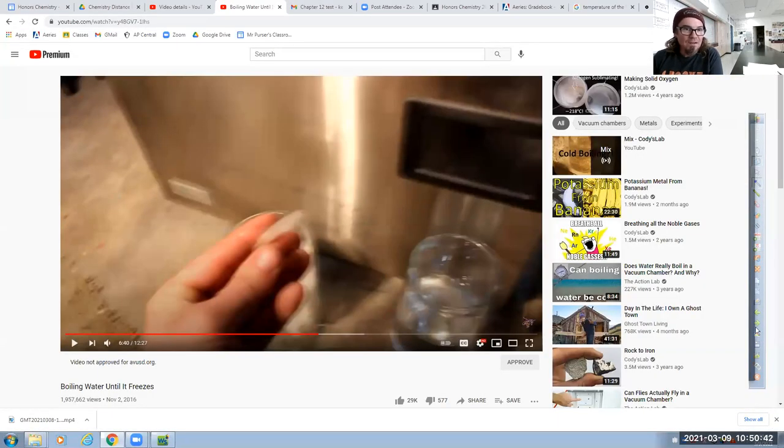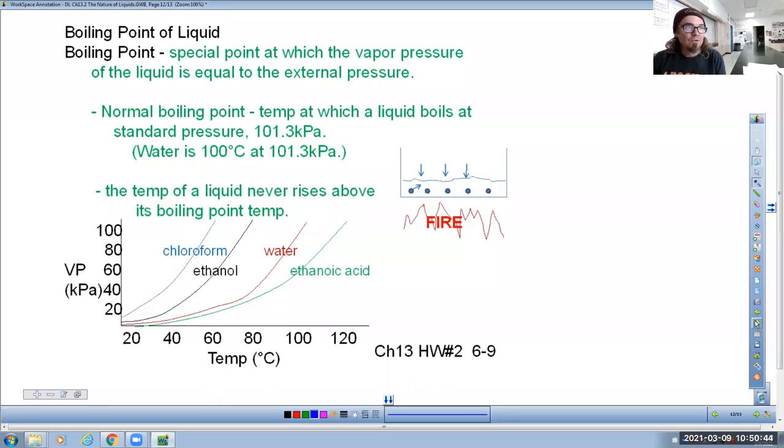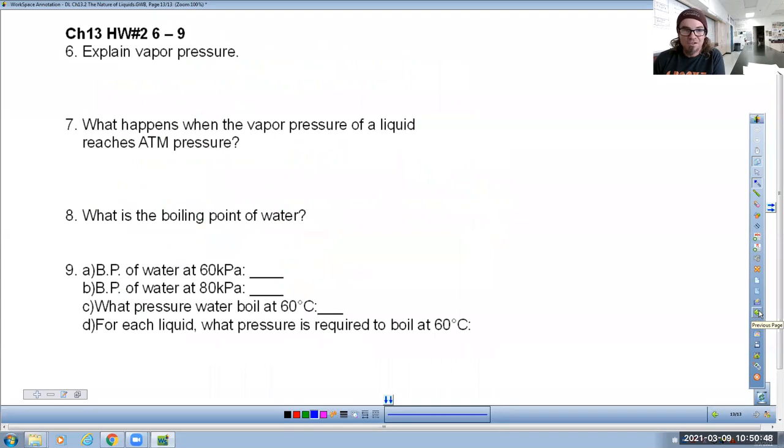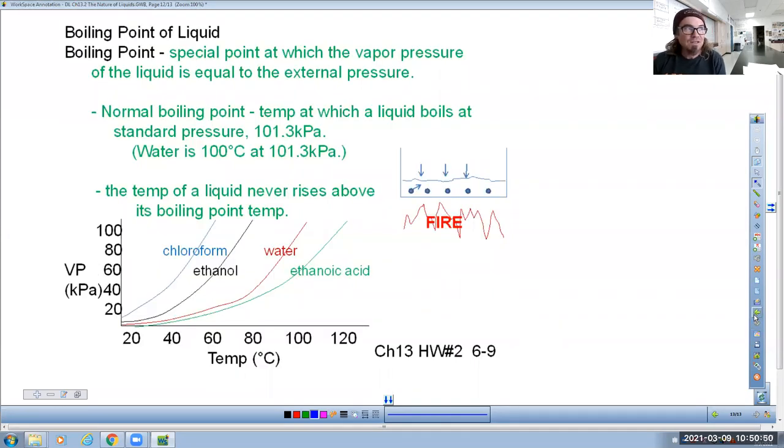All right, let's get you out of these notes. What do we have left to say? Here is the last slide. And then your homework assignment tonight is this. That's just four more questions, but let's get this last slide on here. Now, if I ask you what is the normal boiling point of water, now you can tell me that it's 100 degrees Celsius at standard atmospheric pressure. But otherwise, if I ask you what's the boiling point, you have to tell me, Mr. Purser, it depends. Depends on the pressure.